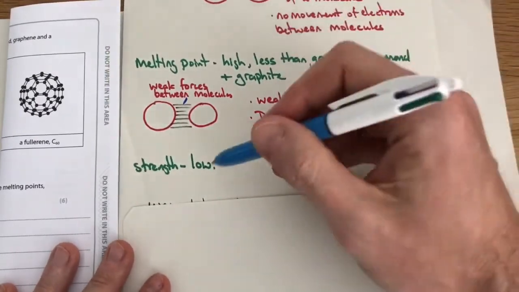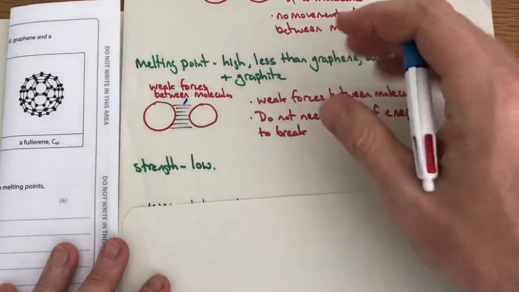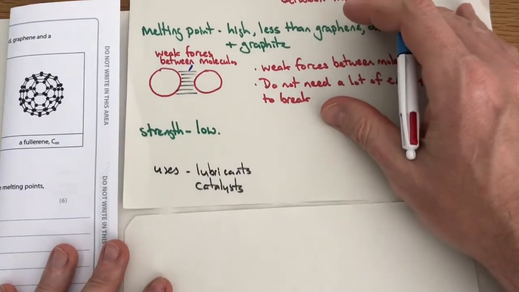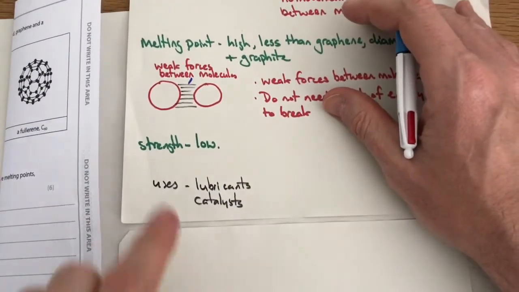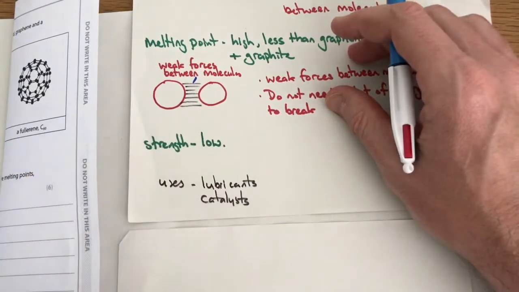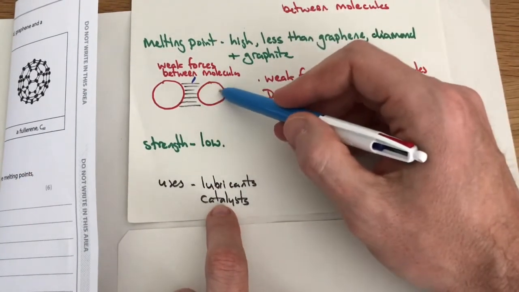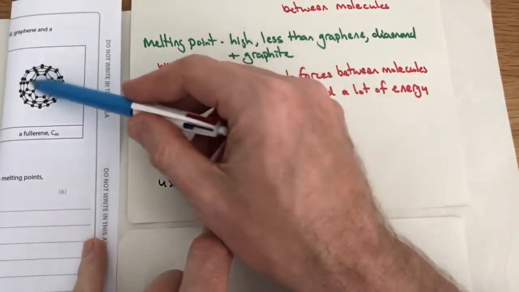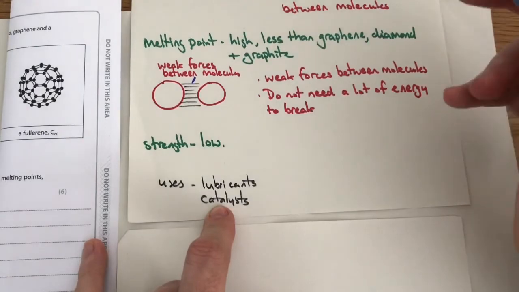The strength of these is low because they're held together by weak forces, therefore they're not going to be very strong. Uses for these, you've got lubricants, because that ability of these to be a little bit less well connected, they can move, and catalysts is due to the surface area. The fact that these are these spherical shapes makes them a good catalyst because we've got good surface area for those reactions.